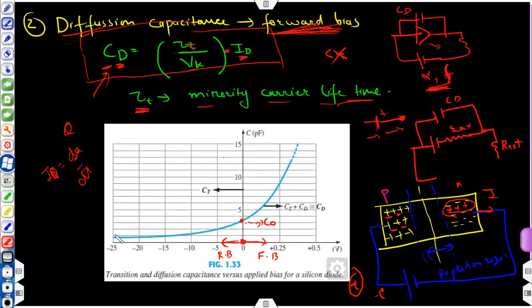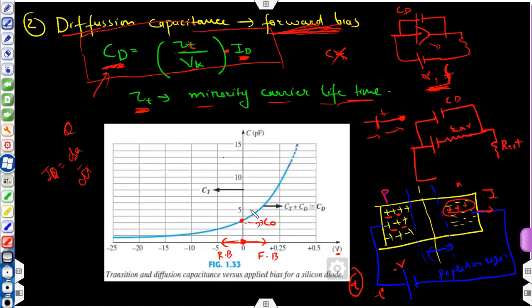So it is kind of an exponential graph. And in forward bias, when you are increasing the magnitude of this V, as a result I is also increasing. And when I is increasing, CD will also increase. So this is the exponential rise, because ID is e raised to power VD by eta VT. So ID has an exponential relationship, so CD will also have a kind of exponential relationship. So V increases, CD also increases.